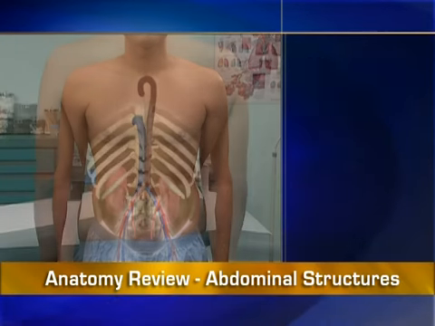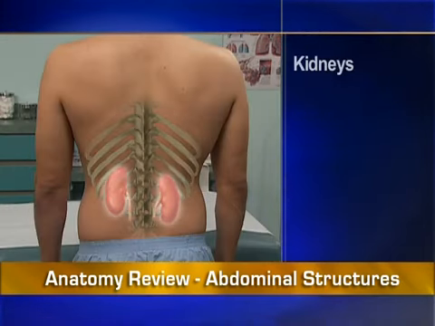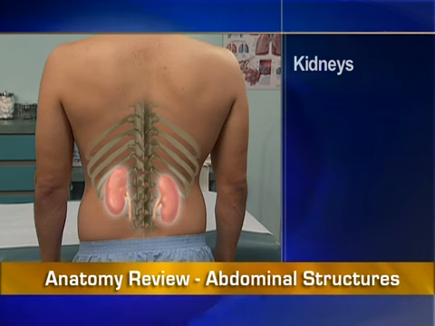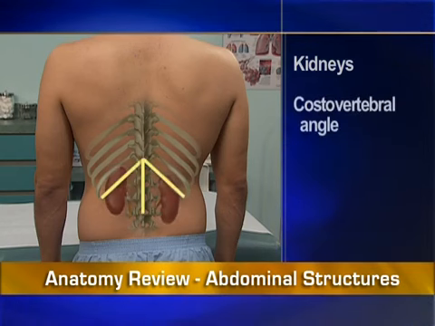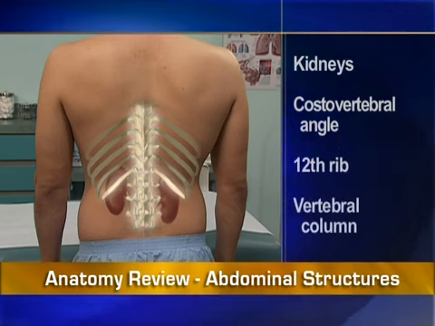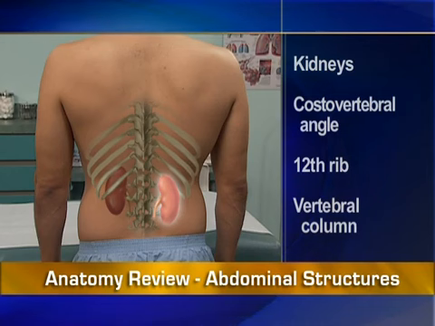The kidneys are retroperitoneal, or behind the abdominal contents. The costovertebral angle, which is formed by the 12th rib and vertebral column, helps you locate them. The right kidney is 1 to 2 centimeters lower than the left one, and sometimes is palpable.